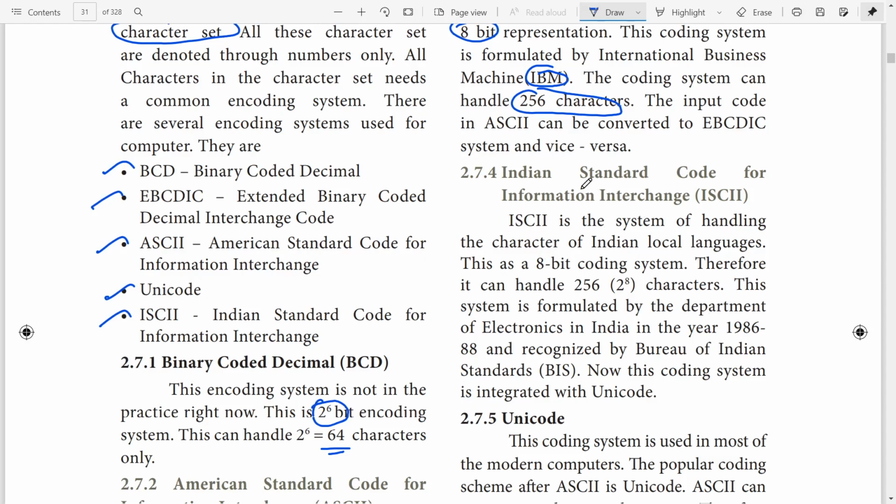Indian Standard Code for Information Interchange. 8-bit coding system. Local languages can be used. 256 characters. Developed by the Department of Electronics in India in the years 1986 to 1988 and recognized by the Bureau of Indian Standards. Now this coding system is integrated with Unicode.